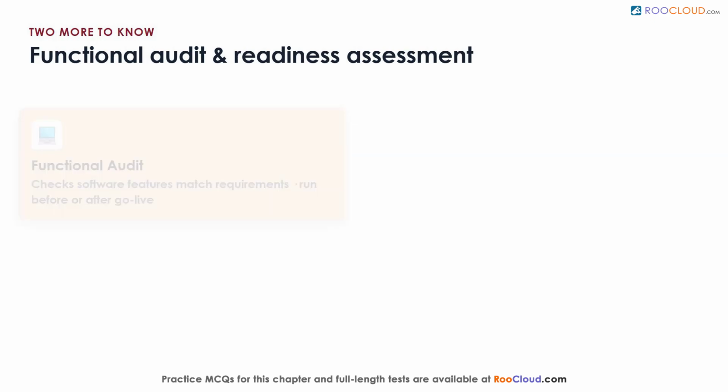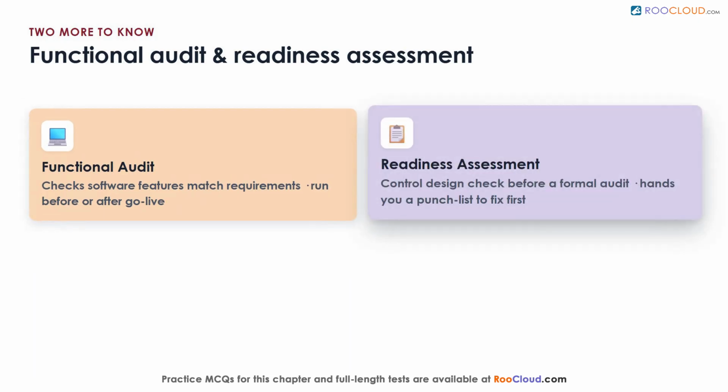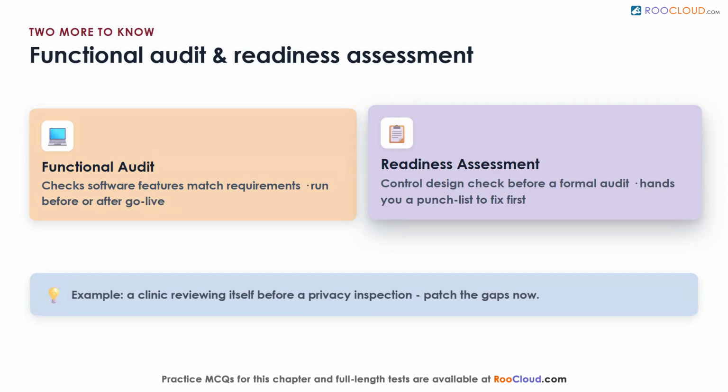What is a functional audit? It independently checks a software product. It verifies the features match the written requirements. You run it just before release or after go live. What is a readiness assessment? It reviews how prepared you are for a formal audit. It focuses on control design, not how well controls run. It hands you a list of items to fix beforehand. Picture a clinic checking itself before a privacy inspection. They patch the gaps now to avoid surprises later.